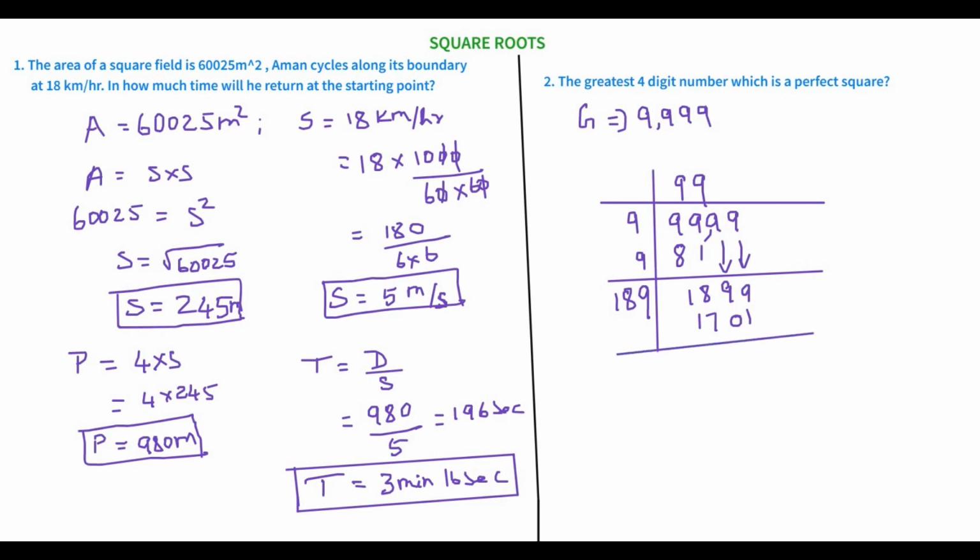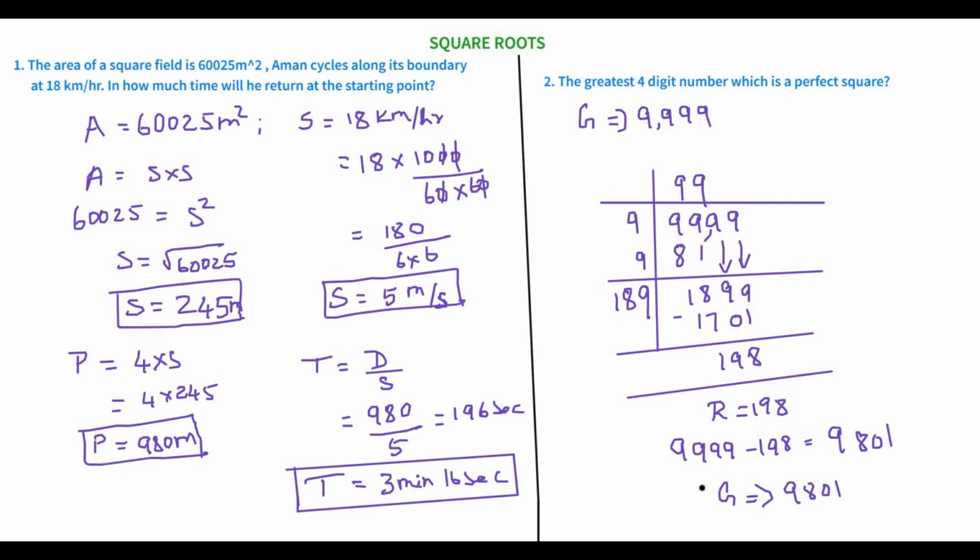Now again we have to subtract. We will follow the same method. So when we subtract these two, we get 198. So since the remainder is 198, we have to subtract the remainder from 9,999. So 9,999 minus 198 will give us 9,801. So 9,801 is the greatest square number, right? So this is our greatest square number.